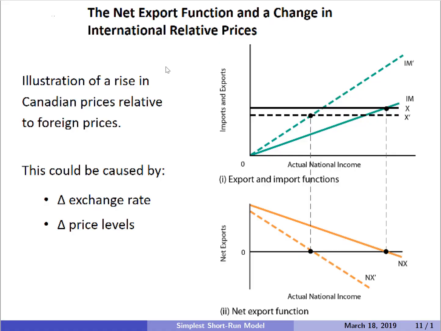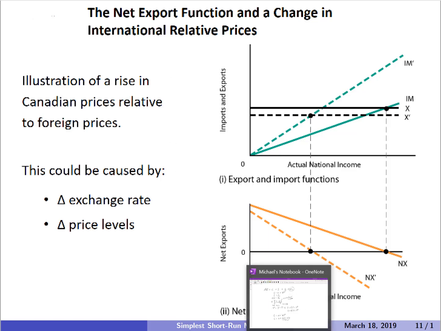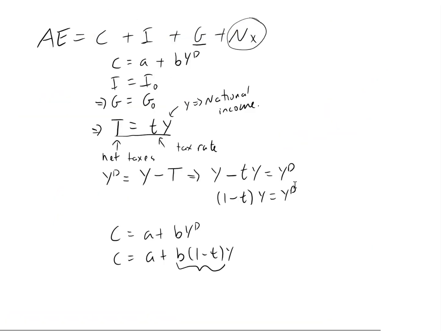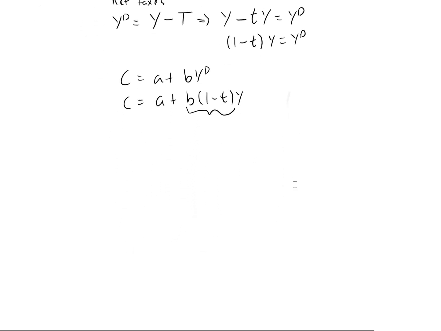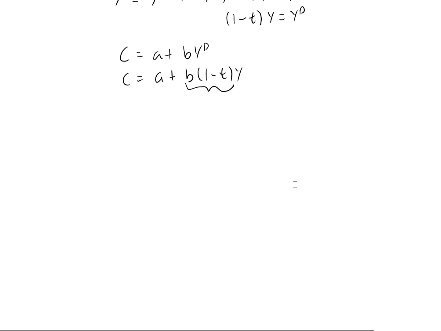So now let's go back to our OneNote document and add net exports in, and try to pull all this together before we talk about equilibrium in this slightly altered model. Alright, I'm just going to continue where we left off before, or maybe it's easier if I start again.